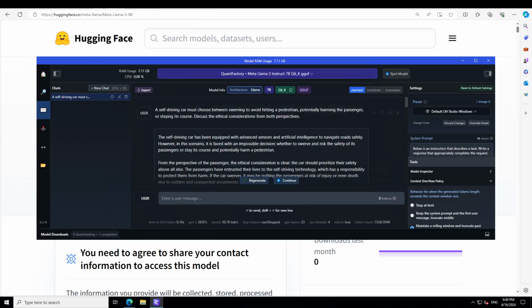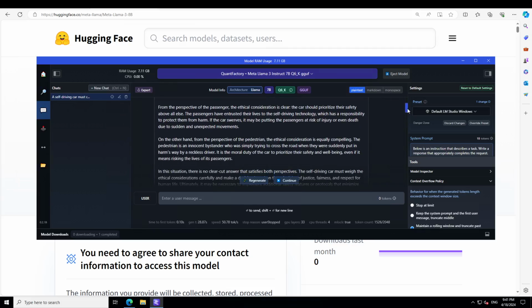And wow, the model is quite verbose. It was going on and on and it was sort of writing a book. It has written a full discourse where you can just marvel at the prose: the self-driving car has been equipped with advanced sensors and AI to navigate roads safely. However, in this scenario, it is faced with an impossible decision whether to swerve and risk the safety of its passenger or stay its course and potentially harm a pedestrian.